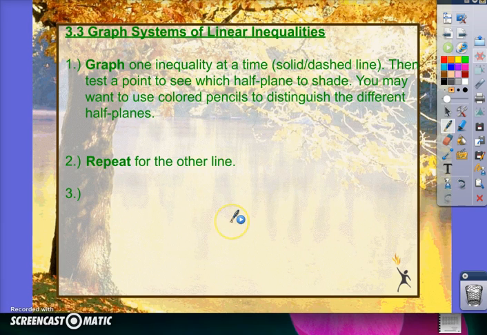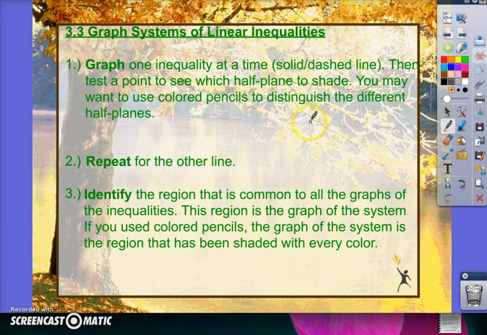Step two, you want to repeat for the other line and use a different color. And then three, identify the region that is common to all of the graphs of the inequalities. This region is the graph of the system. If you use colored pencils, the graph of the system is the region that has been shaded with every color.